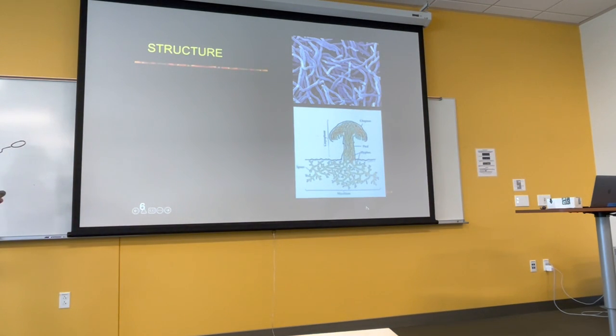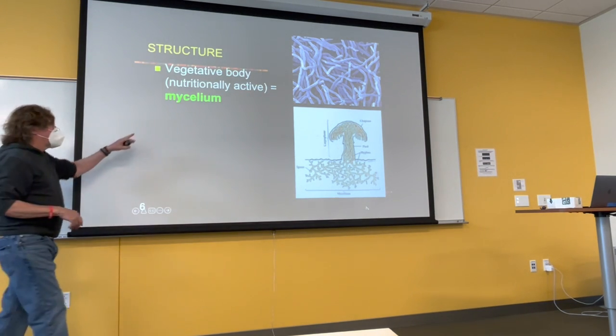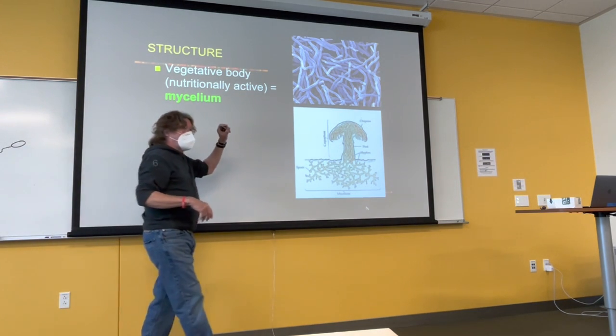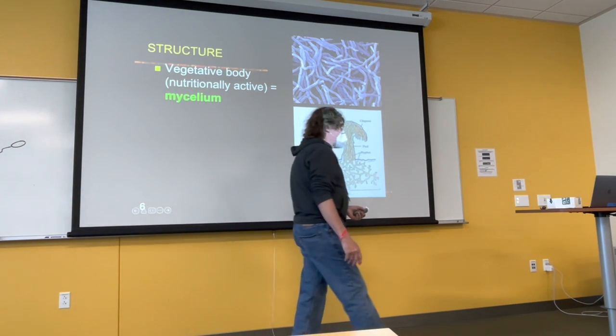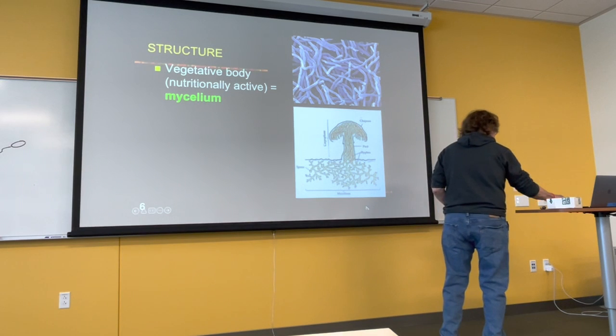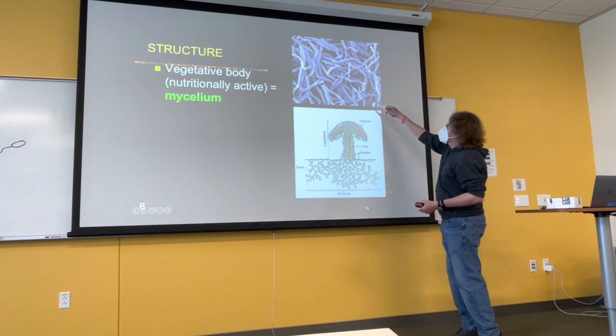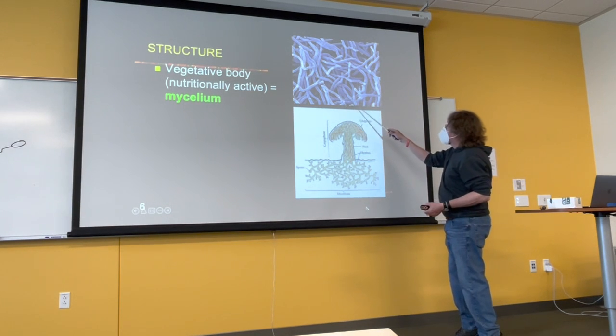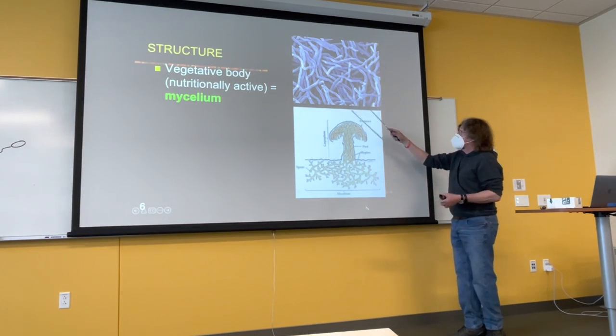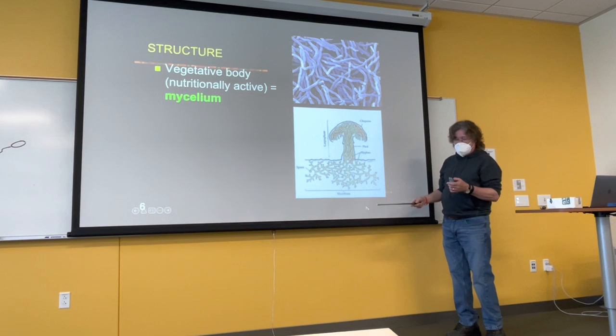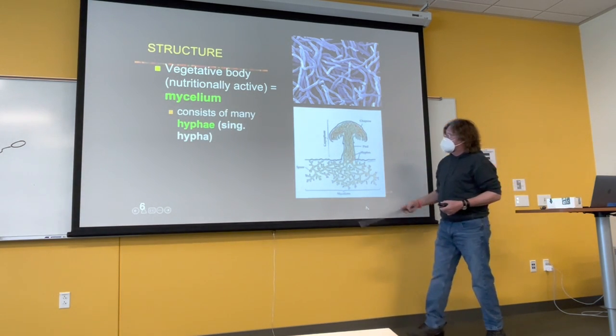So the general structure of the body of a fungus: the whole body is called a mycelium. That mycelium consists of interbranching threads that are one cell layer thick, and they just branch all over the place. And each individual thread is called a hypha.